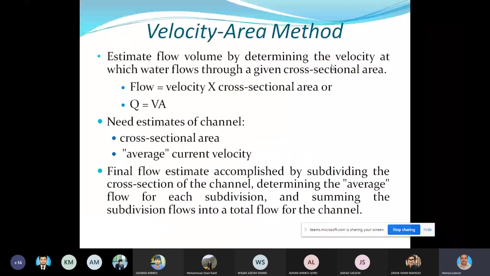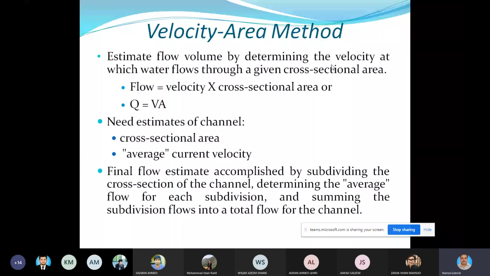Then we come to the velocity area method. क्योंकि हमने फ्लोट से तो velocity measure कर ली, अब हम कोई और मेथड देखेंगे कि velocity कैसे measure की जा सकती है. So concept is that you have to determine the velocity and by multiplying by the given cross-sectional area to find out the discharge.